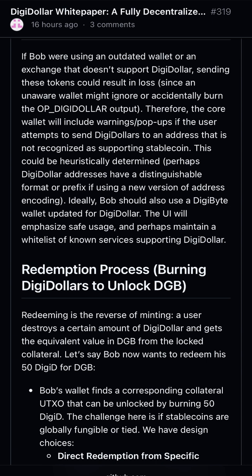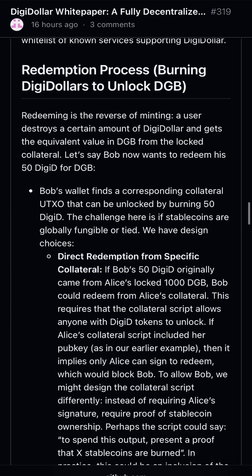This could be heuristically determined. Perhaps DigiDollar addresses have a distinguishable format, or prefix if using a new version of address encoding. Ideally, Bob should also use a DigiByte wallet updated for DigiDollar. The UI will emphasize safe usage, and perhaps maintain a whitelist of known services supporting DigiDollar.